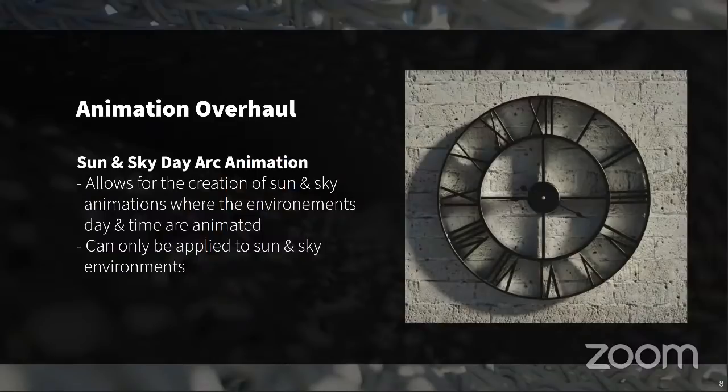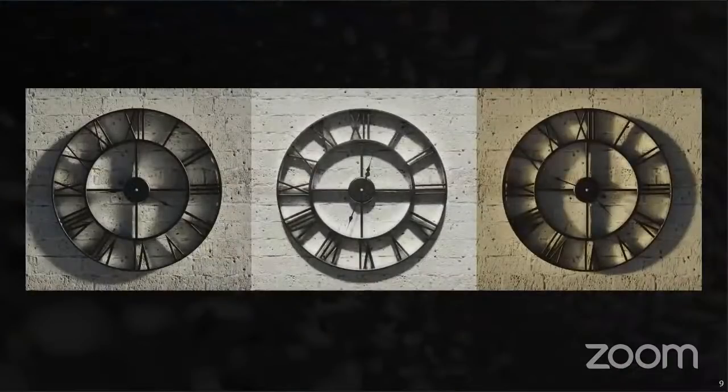And on this page, I have a little example using a few screenshots from a sun and sky day arc animation. You can see here that the animation simulates time passing from sunrise to sunset. And not only does it cause a shift in shadow location, but it also causes a shift in color temperature as well. I think this is going to be an awesome tool for architectural and vehicle renderings, and it will definitely help add a level of realism to many of your product applications as well.